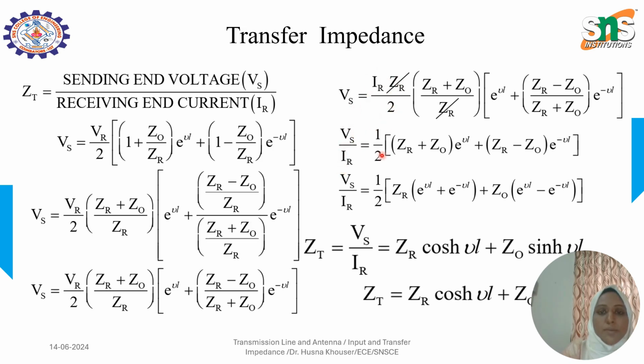Again IR we bring to the denominator here. Vs by IR is equal to 1 by 2 into Zr plus Z naught e power of gamma L plus Zr minus Z naught e power of minus gamma L. Now we do the multiplication here, Zr into e power of gamma L plus e power of minus gamma L, plus Z naught into e power gamma L minus e power of minus gamma L. So again we take this term and say this is cosh of gamma L, so this is Zr cosh gamma L plus Z naught into sinh of gamma L. So Z is equal to Zr cosh gamma L plus Z naught sinh of gamma L.